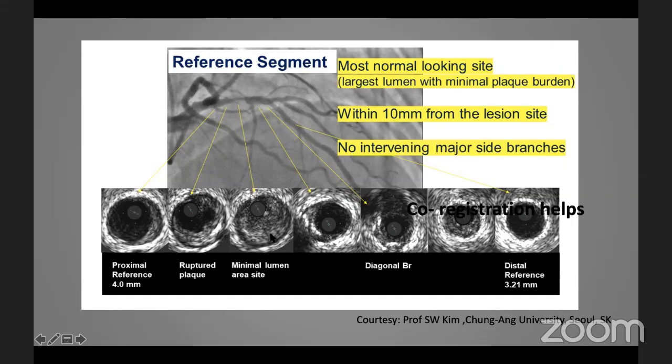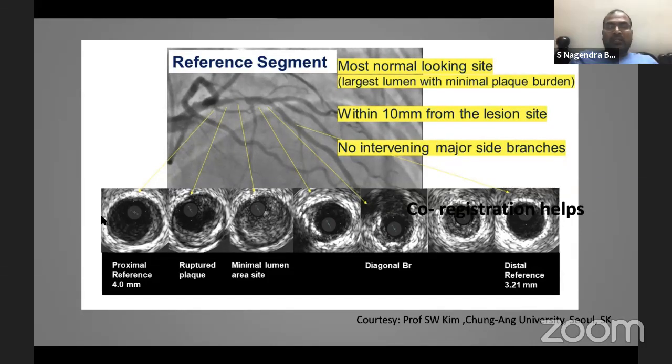Okay, so the mid-wall to mid-wall strategy is utilized when you don't have a good proximal reference or good distal reference. In that particular situation, you go to the area where the vessel is significantly diseased, and in that segment, you go from mid-wall to mid-wall. This is the external elastic lamina. There is no block, it is eccentrically deposited here. So from this point, I will go all the way to the mid-wall.